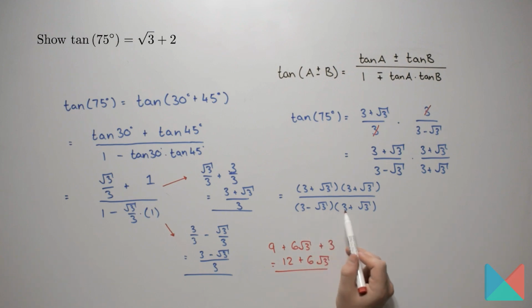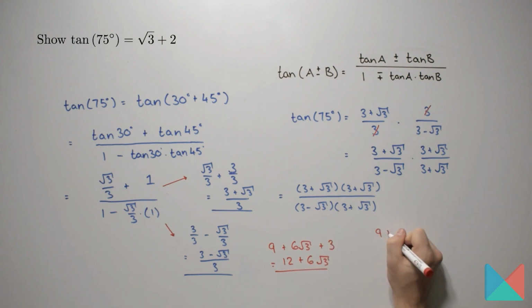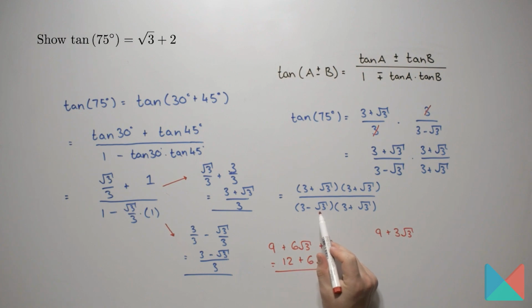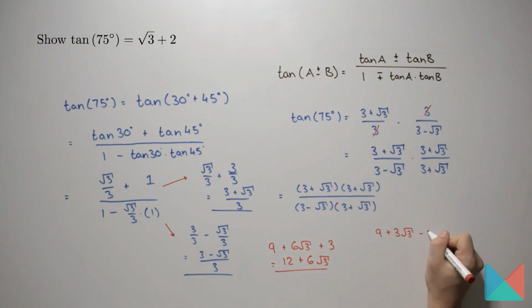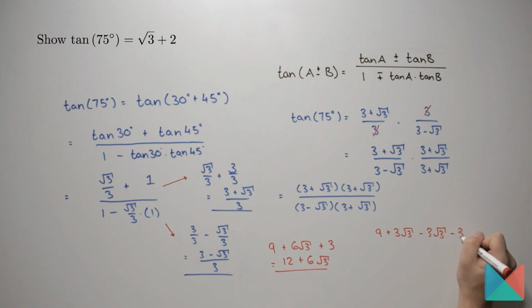So we have 3 times 3, which is 9. And then we're going to have 3 times root 3, which is going to be plus 3 root 3. And then we're going to have negative root 3 times 3, which is going to be negative 3 root 3. And then we're going to have negative root 3 times root 3, which is going to be negative root 3 squared, and the square roots cancel out, so we're left with negative 3.